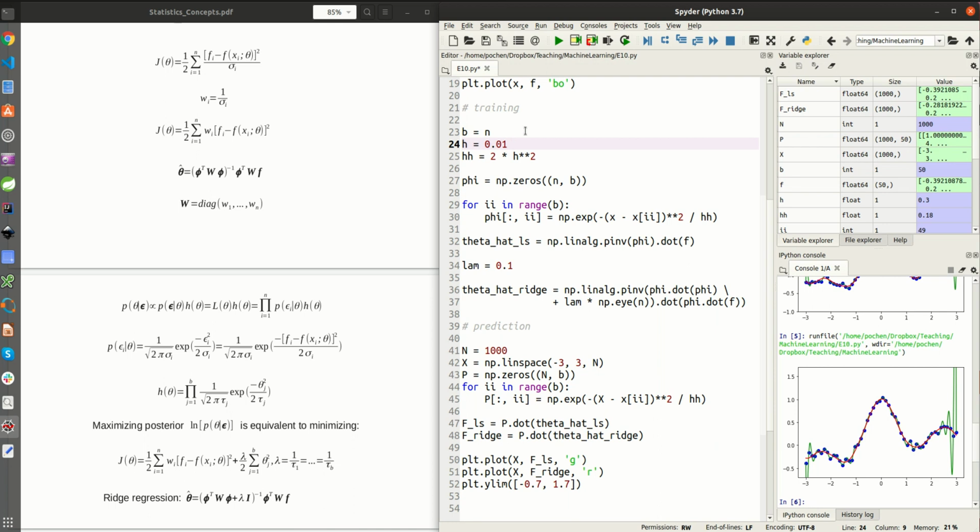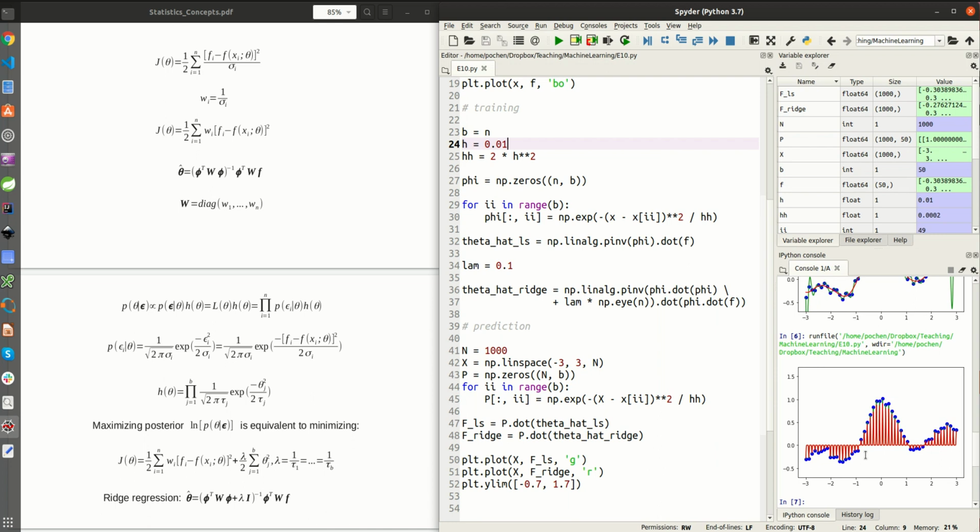I make my kernel functions extremely narrow, very narrow Gaussians. So in your head you can imagine each Gaussian is just going to be like a spike, and each spike is located at the location of one of those training data. Then what's going to happen? Let's run it. You're going to get this kind of thing. That's exactly lots of spikes.